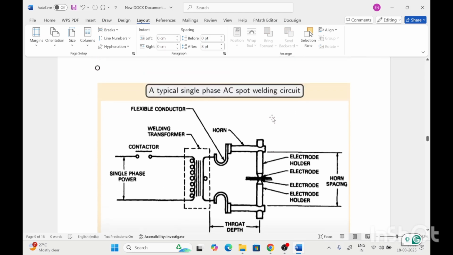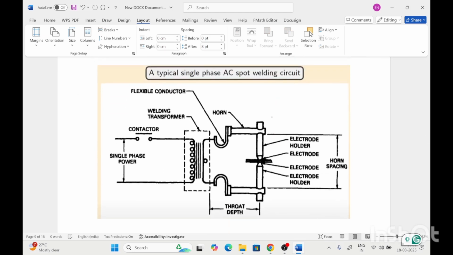So this is a schematic of the single phase AC spot welding circuit. This is the AC welding source. This horn arm is used to hold this cantilever beam, and all the elements in this circuit are good conductors. And this is the electrode, and the workpiece is held between these two electrodes.